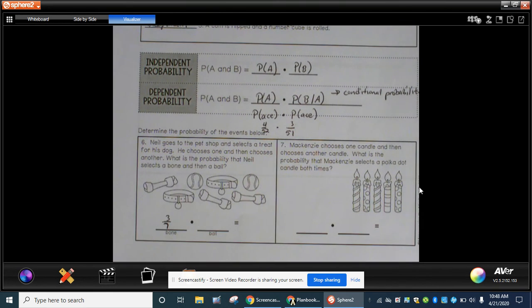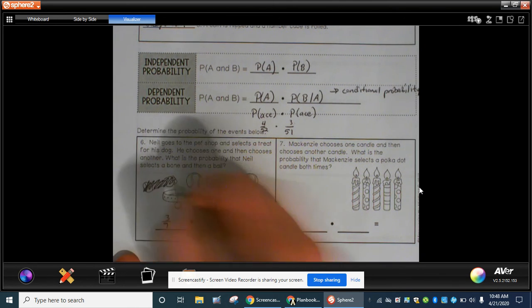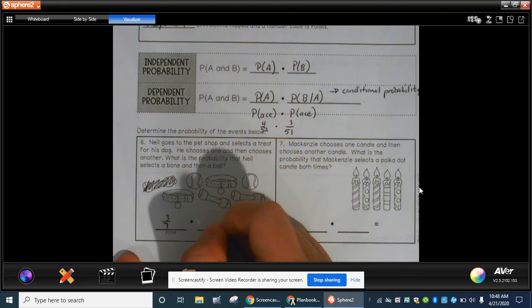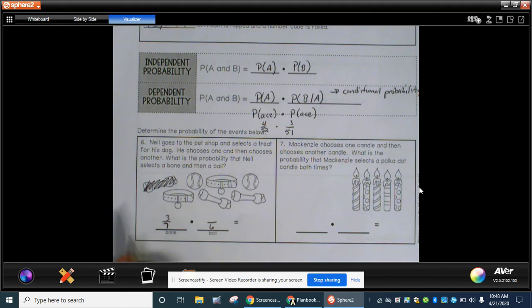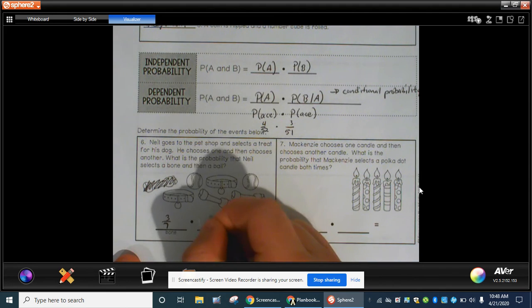Well, the bone he's going to buy regardless, so that is going to be one less thing that he has to choose from. So we take out a bone. He got that. Now I'm left with 6 items that he can choose from. So the probability of choosing a ball would be 2 out of 6.